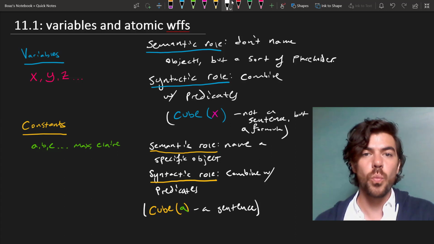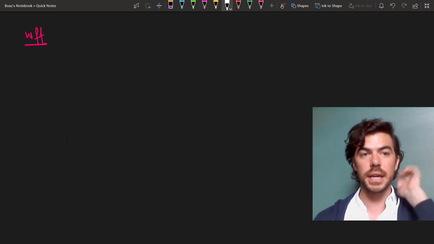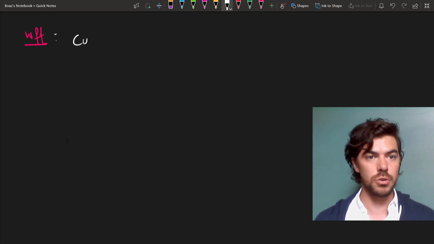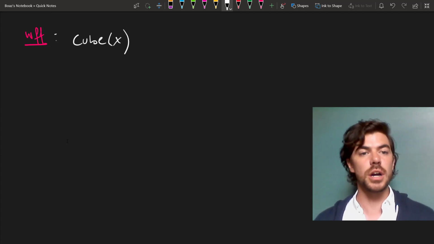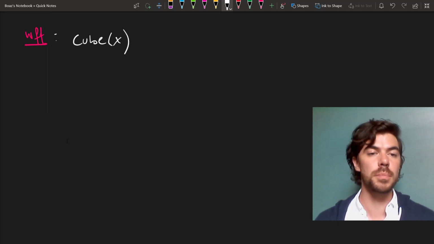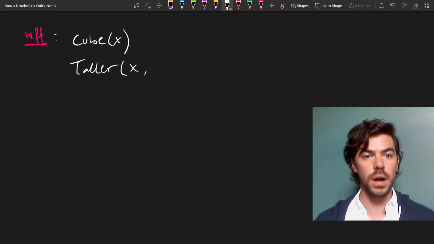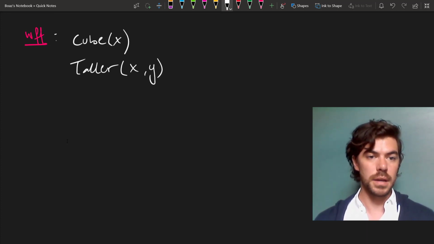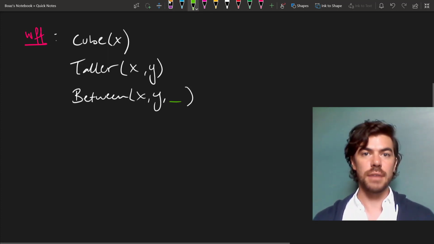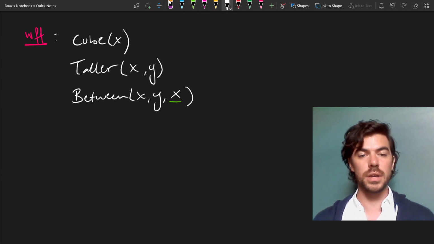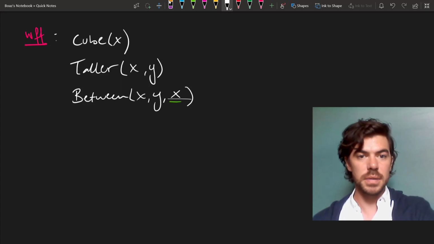And we're going to now turn to the notion of a well-formed formula, sometimes called a WFF. An atomic well-formed formula looks a bit like an atomic sentence. So recall our example, cube x. This is a well-formed formula, although it isn't a sentence because on its own it doesn't really say anything. We're going to talk about this in a minute, but the point just is that these formulas are well-formed if there are variables and constants in any of their places. So for instance, taller x y is a well-formed formula, but between x y with a blank space here is not a well-formed formula. We have to plug up, as it were, all of the places with either constants or variables in order for this to be well-formed.